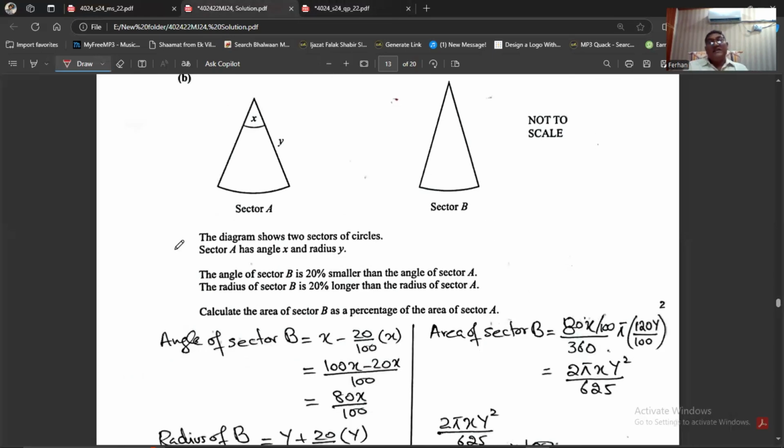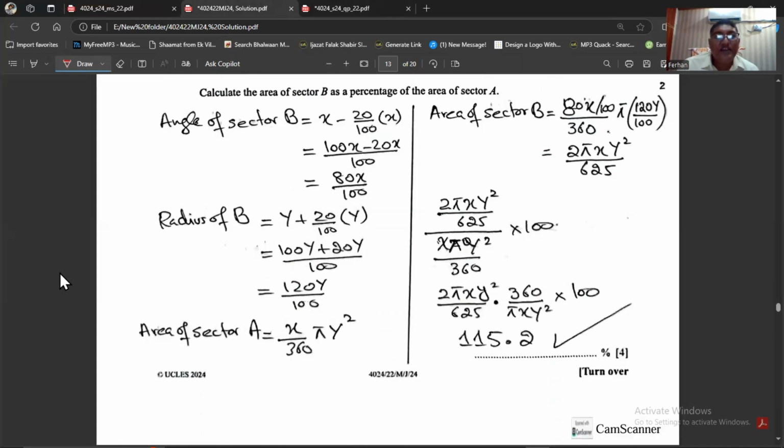Now this relationship is given: the angle subtended by the sector B at the center is 20% less than the angle of the A. So that is X minus 20% of the X, X minus 20X by 100. So this is 80X by 100. The radius of the B is 20% more than the radius of the A. The radius of the A is Y. So Y plus 20% of Y. So that will be 120Y by 100.